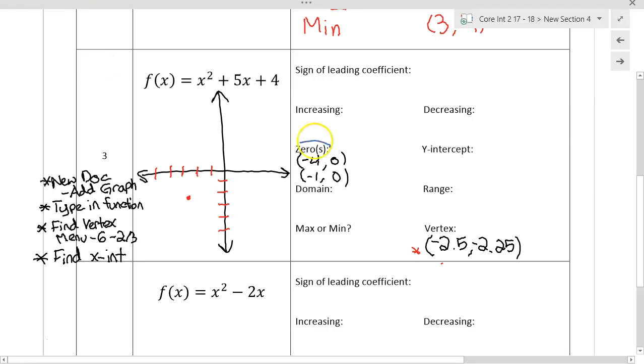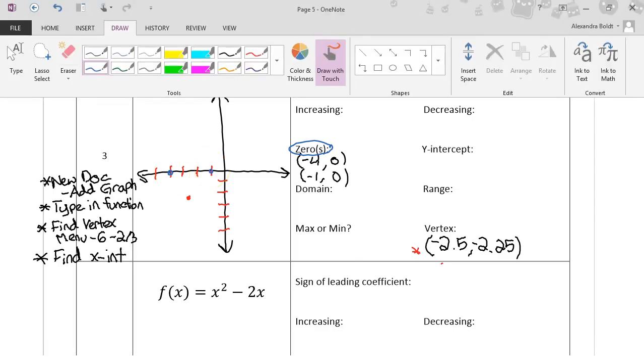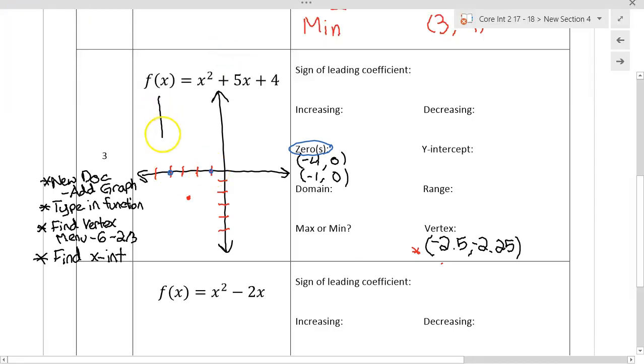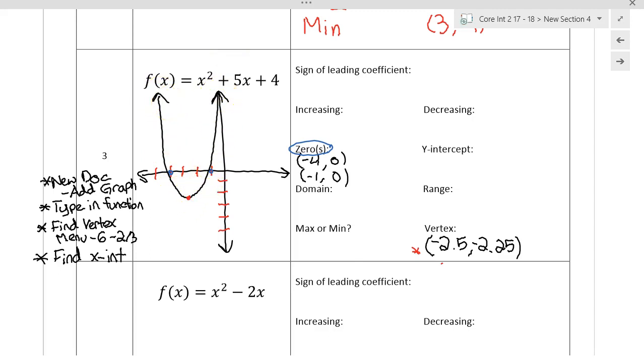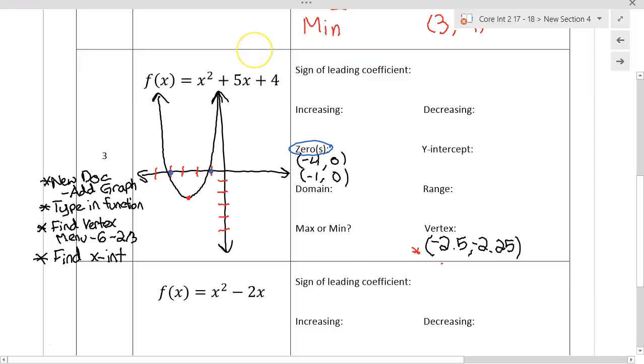My x-intercepts, or my zeros, are going to be at negative 4 and negative 1. And then again, this one looks like a smile. Okay. So my graph doesn't have to be super great, just pretty basic. Now, the sign of the leading coefficient: this looks like a smile, so it's positive.